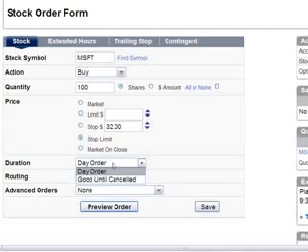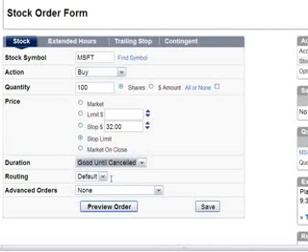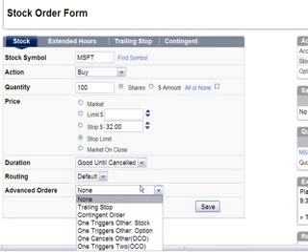Okay, now the next bit is I'm going to choose good until cancelled, which means essentially this order will remain in place until I manually close it myself. We can leave the same as default as it is. Advanced orders, I should just say again, I don't particularly use these advanced orders.